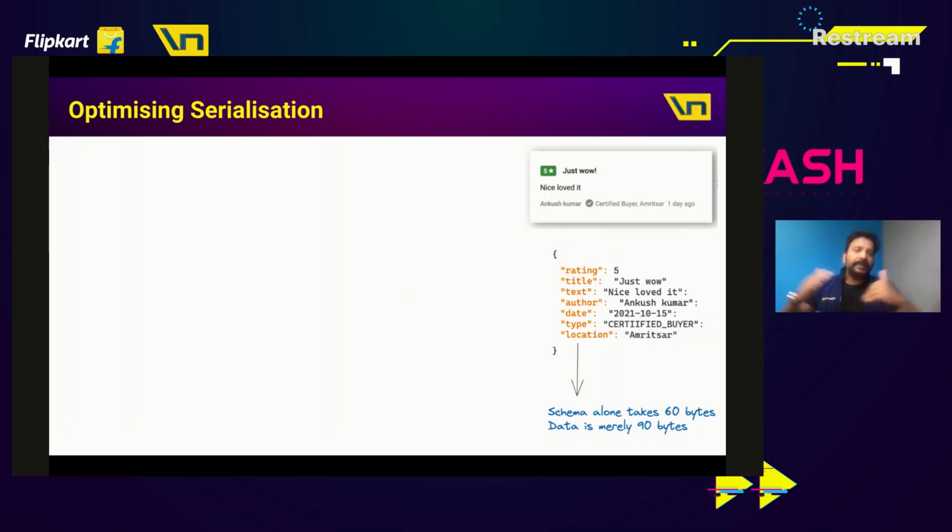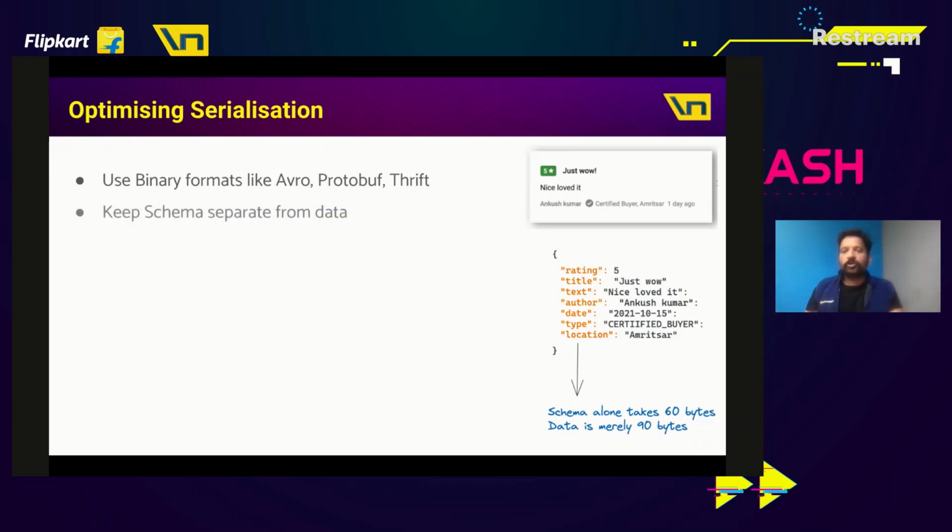So if I'm going to think about a billion reviews being stored, the schema is going to be replicated for each and every review, where it's actually going to be constant for almost all cases, right? So we said, let's use binary formats such as Avro, Protobuf, and Thrift. For people who don't know about them, they primarily keep the schema separate from the data. So if you have a billion reviews, the schema is kept separate, and only the data is stored. Just from this itself, the overall data size will reduce by 40%, right?